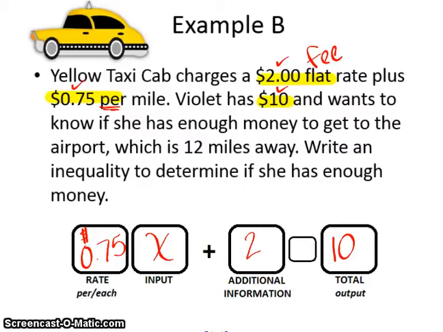Well, if I only have $10, I cannot spend more than $10. I can spend less than $10, but I cannot spend more. So I need a less than or equal to. I could spend all 10, but I can't spend any more than 10 if that's all that I have.